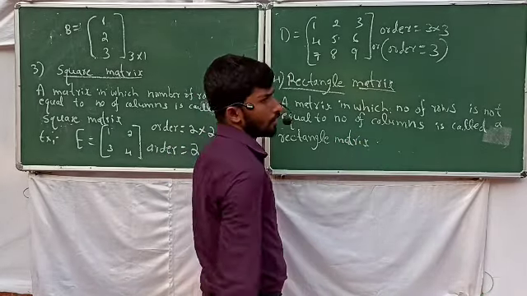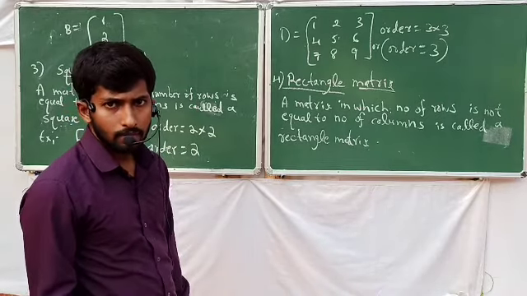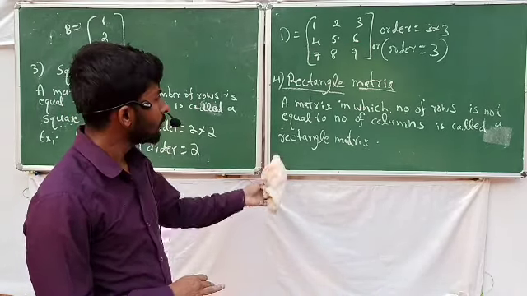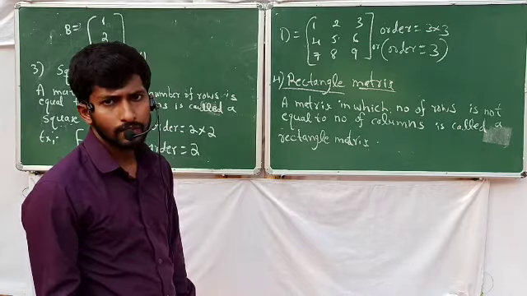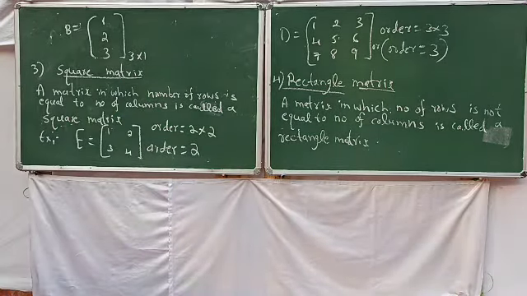Square matrix means the number of rows is equal to the number of columns. Rectangle matrix means the number of rows is not equal to the number of columns. Write one example.